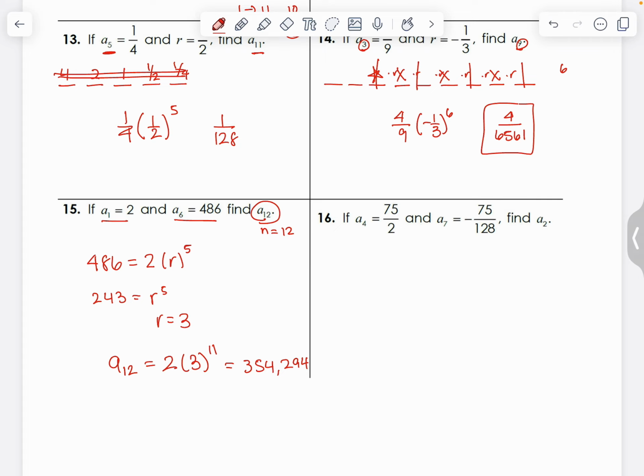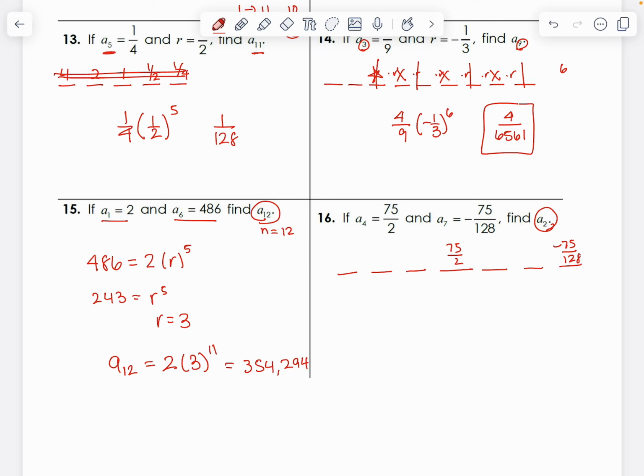Okay, now I'm going to go from the 4th to the 7th, and this is what happens. And what I actually want to do is go backwards. So this time I'm going to say, okay, if I have the fourth at 75 halves, and I have the fifth, sixth, seventh, which is negative 75 over 128.